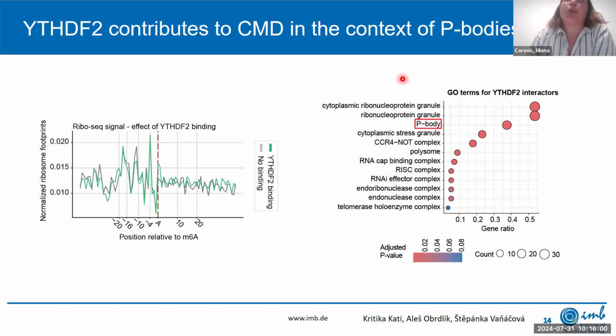So P-bodies are cytoplasmic granules that are formed by phase separation, and where translationally repressed transcripts are located together with decay machinery. And also in already published papers, there is a lot of connection between M6A sites and P-bodies, which then led us to think that YTHDF2 could contribute in the context of P-bodies.